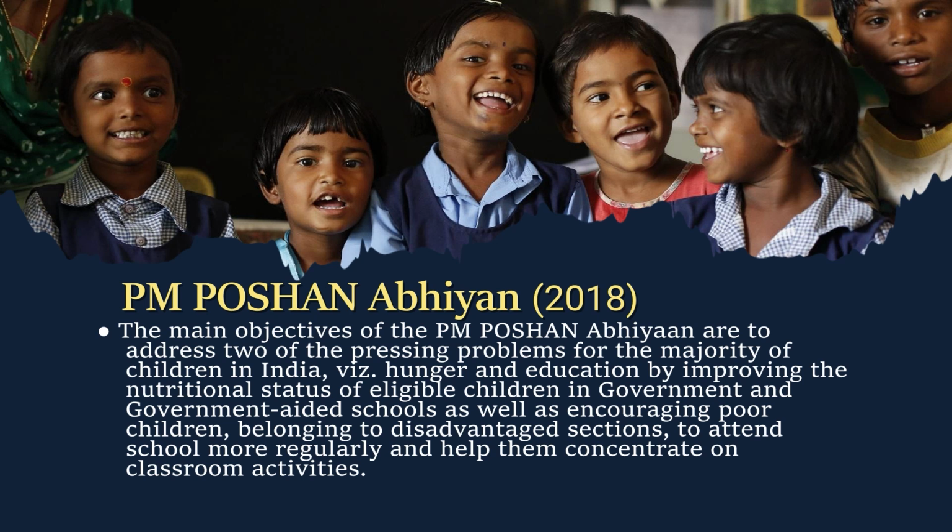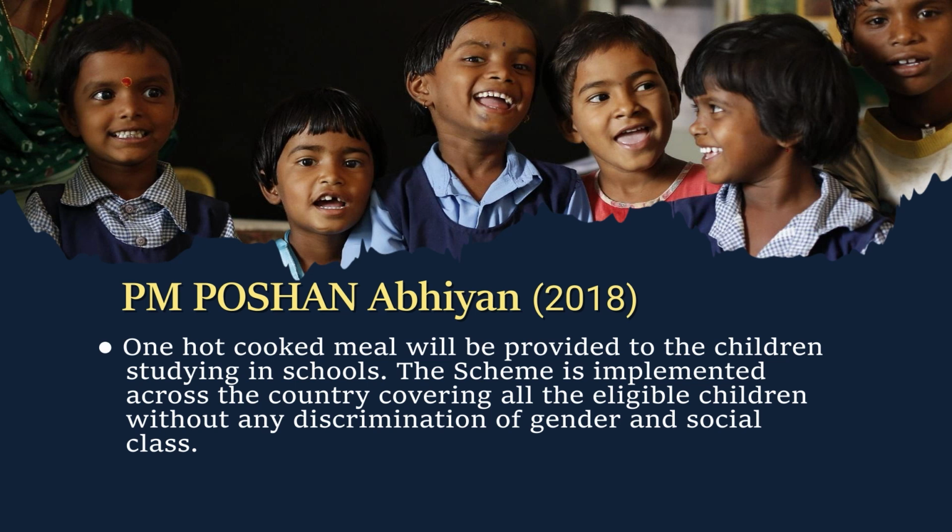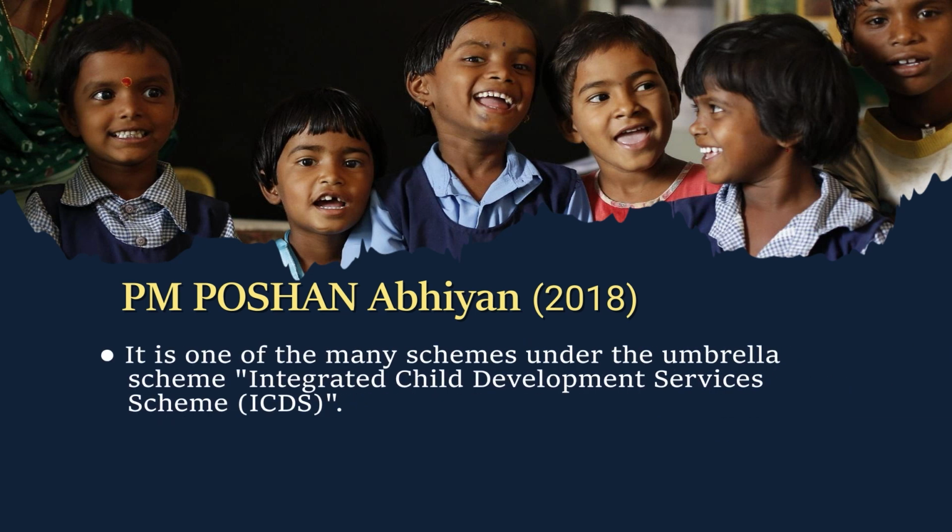When you are giving food, then poor children who were absent from the school will come, because the reason they are absent is that they help their parents to earn money as labor and so on. So if they are given at least a meal, they will be able to come to school, they will be able to concentrate in classroom activities, and at least they will not be deprived of normal meals. Through this scheme, one hot cooked meal will be provided to the children studying in all these schools, and it is a part of the umbrella scheme, Integrated Child Development Services Scheme.